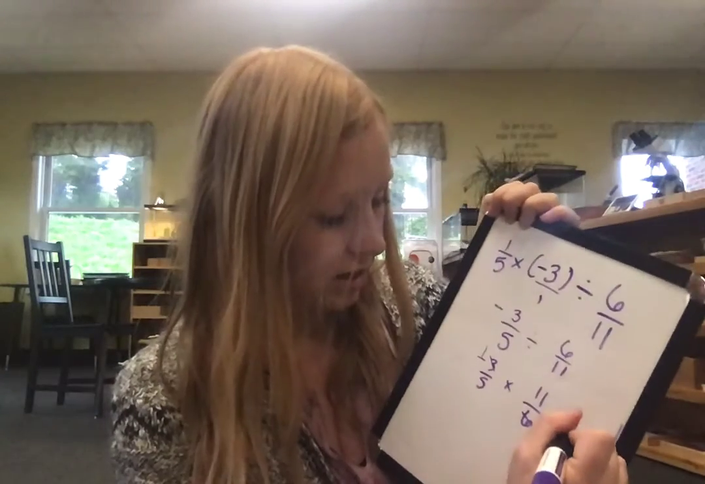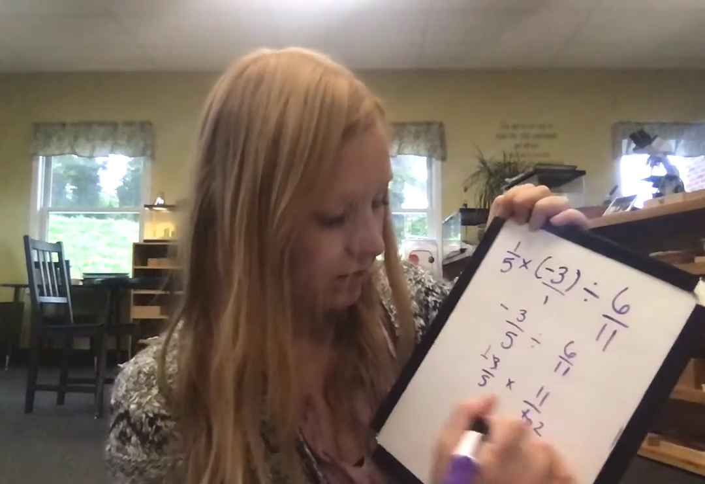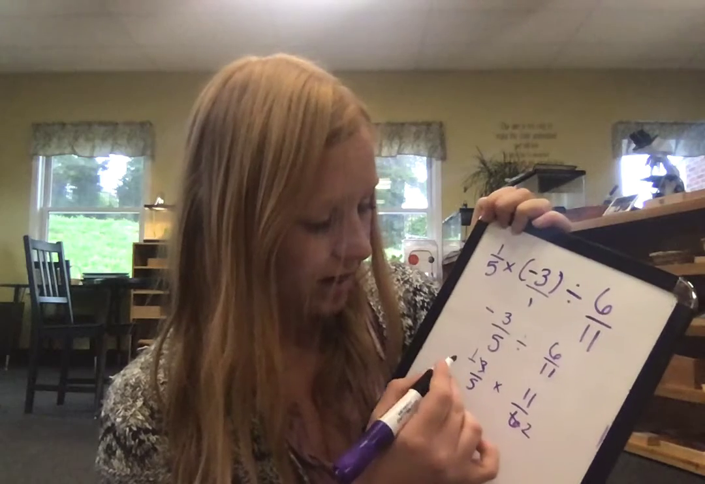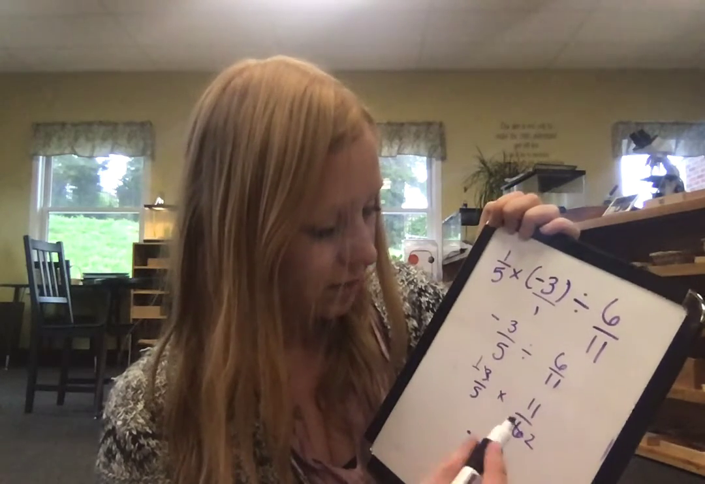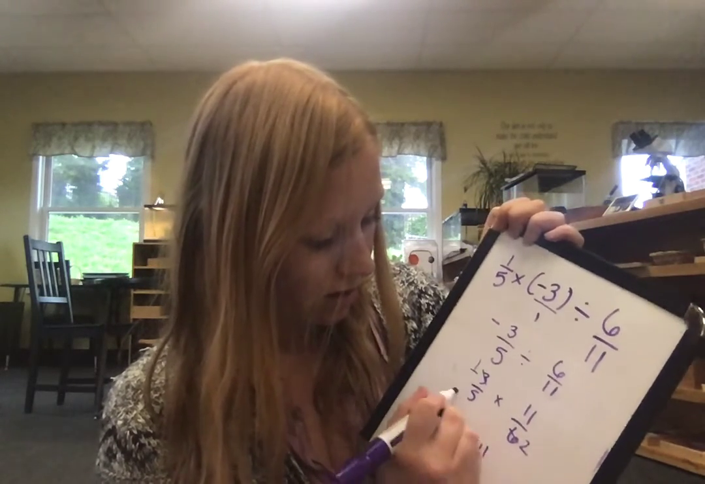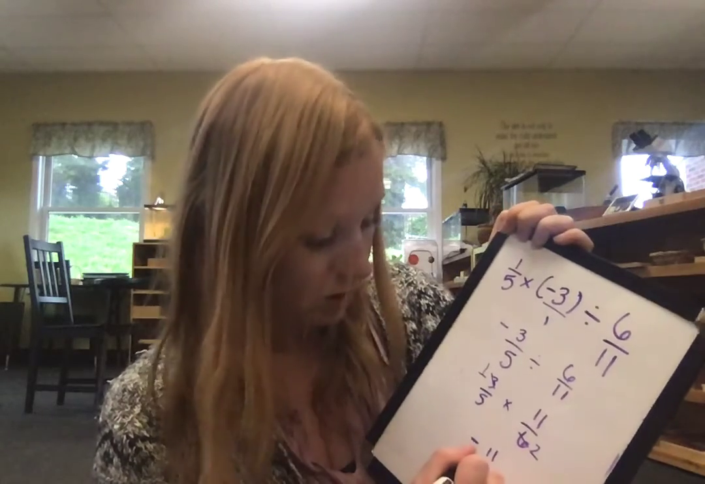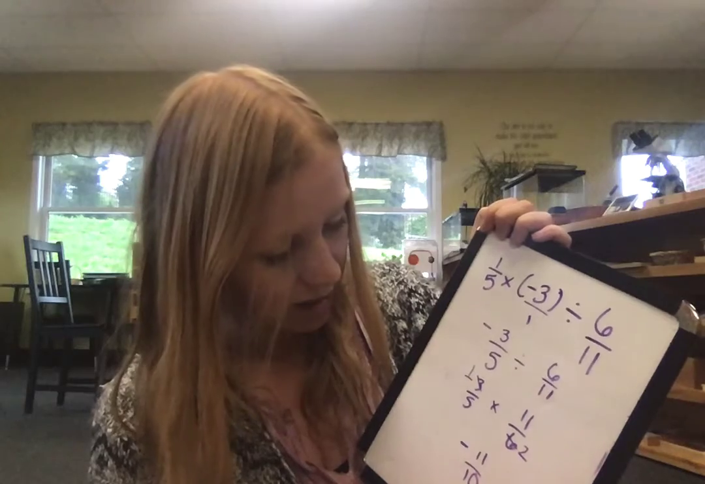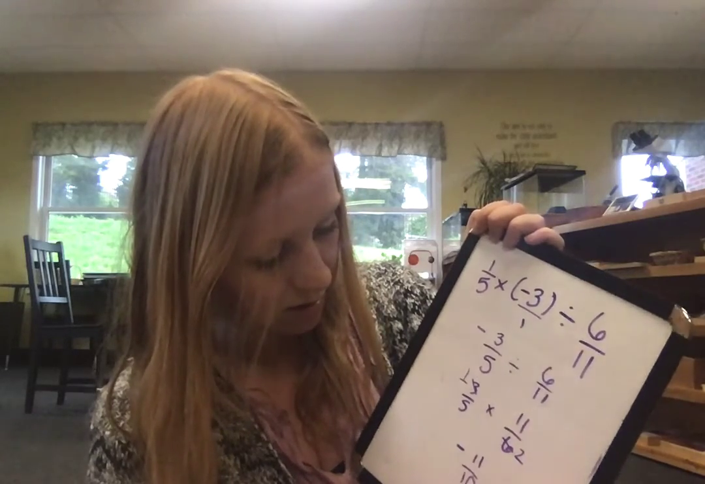And I'm left with a negative times a positive, which is going to be a negative. 1 times 11 is 11. 5 times 2 is 10, and I'm left with negative 1 and 1/10.